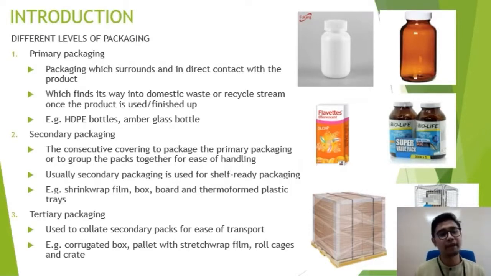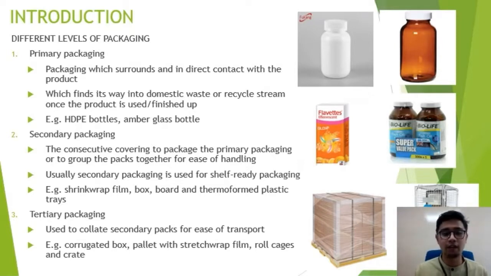So the primary packaging is a packaging which surrounds or is in direct contact with the product, and the primary packaging finds its way into the domestic waste or recycle stream once the product is used up or finished. So the example of the primary packaging is the HDPE bottles or amber glass bottles, as you can see in the picture at the right side of this slide.